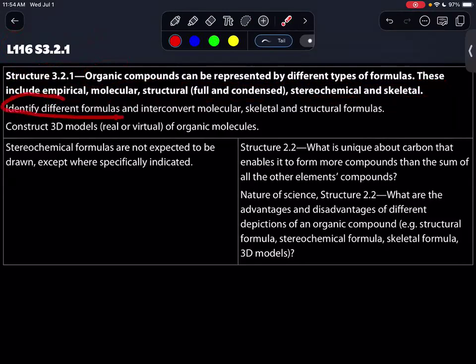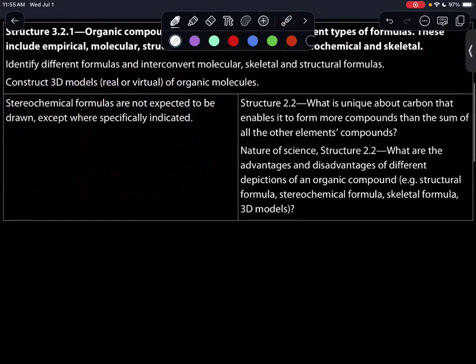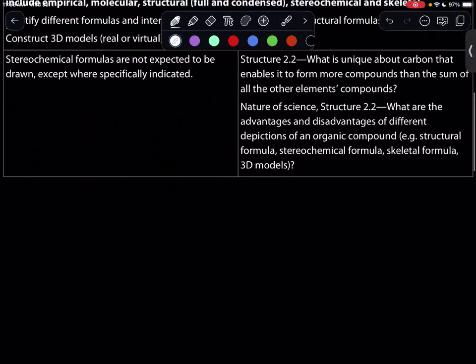Now, we'll be able to identify formulas and interconvert molecular, skeletal, and structural formulas by the end of this unit. And we'll be able to understand 3D models, real or virtual, of organic molecules. For stereochemical formulas, you're not expected to draw them except where specifically indicated, and that specific indication is in HL chemistry, talking about cis and trans isomerism. So if you're in HL, make sure that you are pretty comfortable in this. If you're in SL, you just need to understand what you're really doing here.